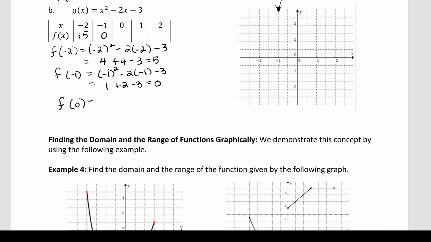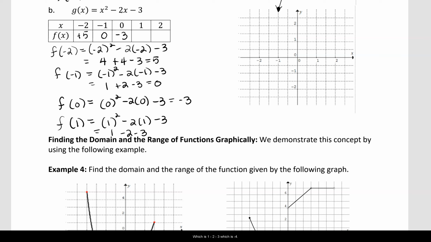f of 0 is equal to 0 squared minus 2 times 0 minus 3. So it's equal to -3. f of 1 is equal to 1 squared minus 2 times 1 minus 3, which is 1 minus 2 minus 3, which is -4. And the last one, I'm going to work it right over here. f of 2 is equal to 2 squared minus 2 times 2 minus 3, which works out to -3.